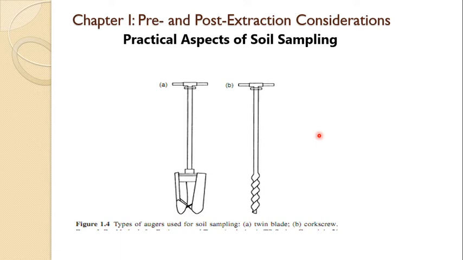After that, remove the stones, large roots, and other unwanted material. That sample gets divided into sub-samples, and from the sub-samples we have to select a representative sample with the cone and quartering methods. So what is meant by the cone method and what is meant by the quartering method?